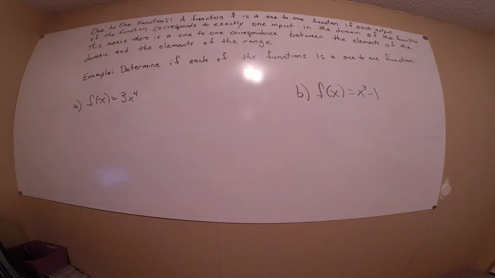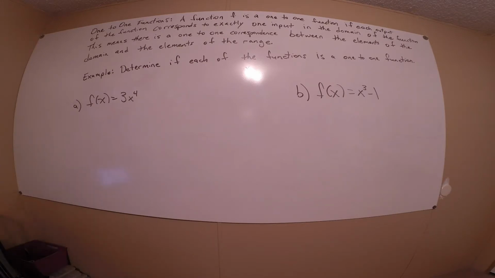Alright, so the next thing we're going to look at is one-to-one functions. A function f is a one-to-one function if each output of the function corresponds to exactly one input in the domain of the function. This means there's a one-to-one correspondence between the elements of the domain and the elements of the range. We've got two examples here.